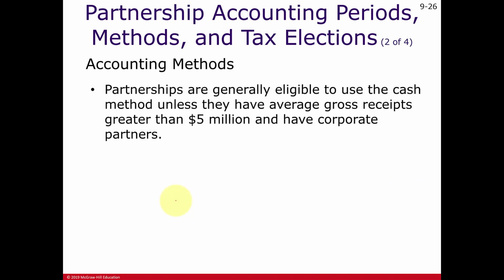So the general rule is if you have an average of less than 5 million of gross receipts during the year, sales, fees, then you can go cash basis, even though you keep track of your billing under accrual basis. Yeah, for tax purposes you can stay cash basis if you average under 5 million a year.